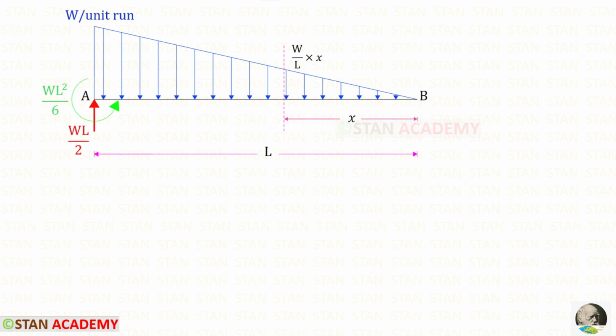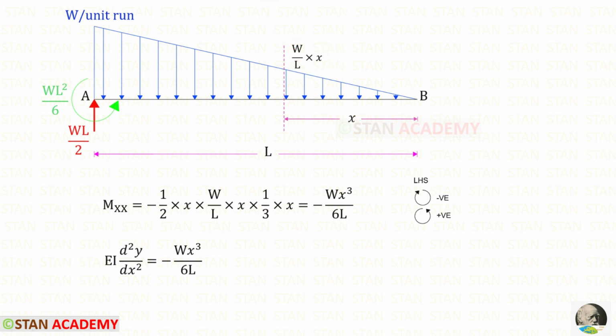Alternatively, we can use Macaulay's method and find the slope and deflection at any point of the beam. We have to make a section. I have made a section at a distance of x from the point B. We need to find this height. I have already explained how to find the height. We have got W upon L into x. In this section, we have to find the moment from the point B. That also I have already explained previously. For that, we will get minus Wx power 3 upon 6L.